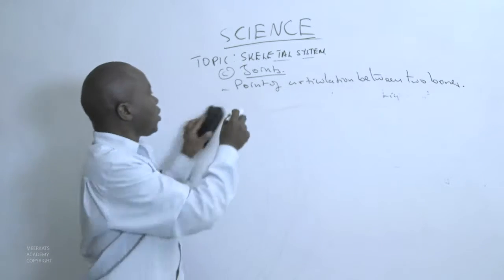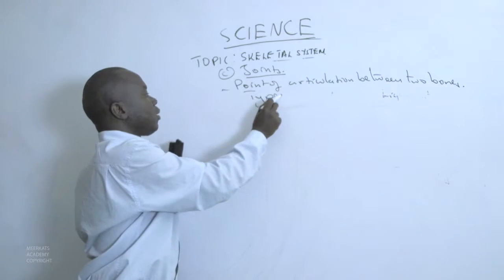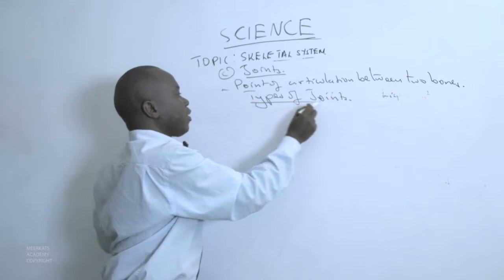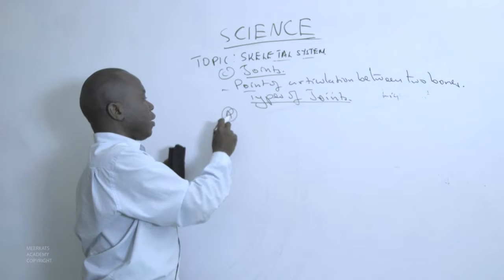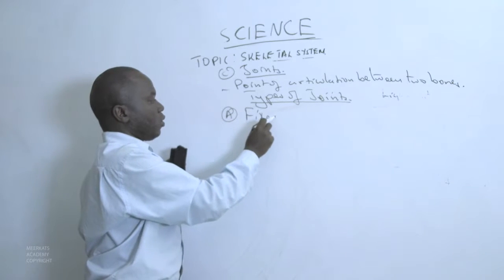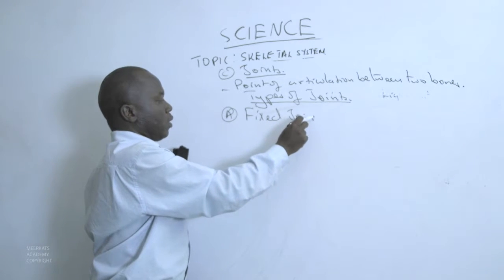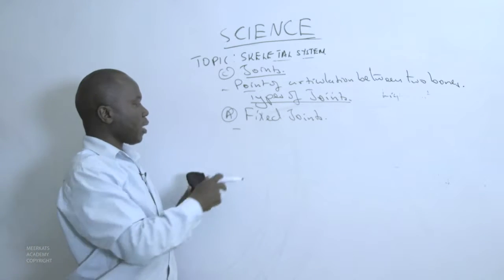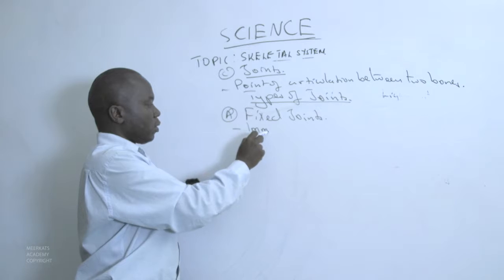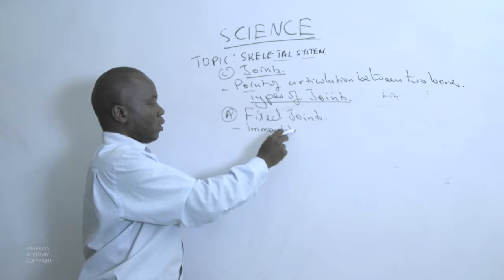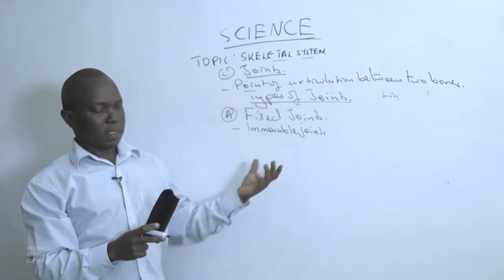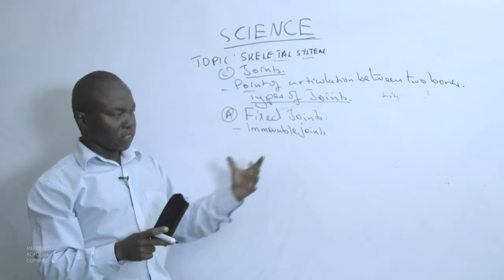So types of joints include, we have three types. Fixed joints. Fixed joints are immovable joints. Here there is no movement unless it is forced.